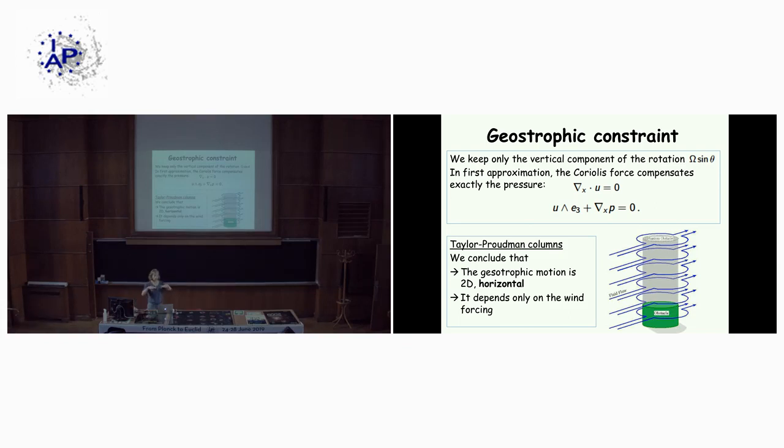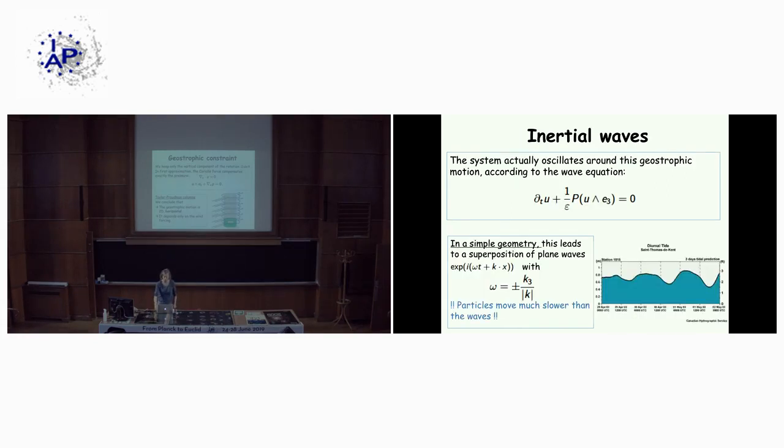Okay, so this is for the part which is at equilibrium, and then of course you have fluctuation around this. If you start from data which is not well prepared, which doesn't satisfy these constraints, then you have fluctuation around this state, and this corresponds to what is called inertial waves. And so this is the equation that you obtain.